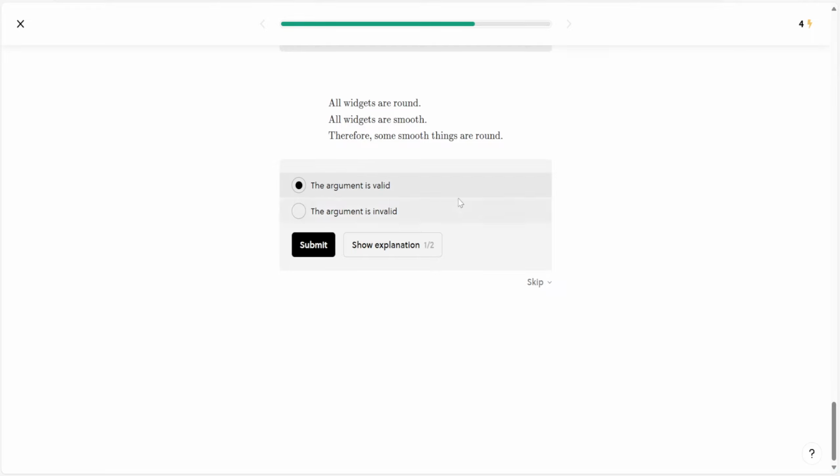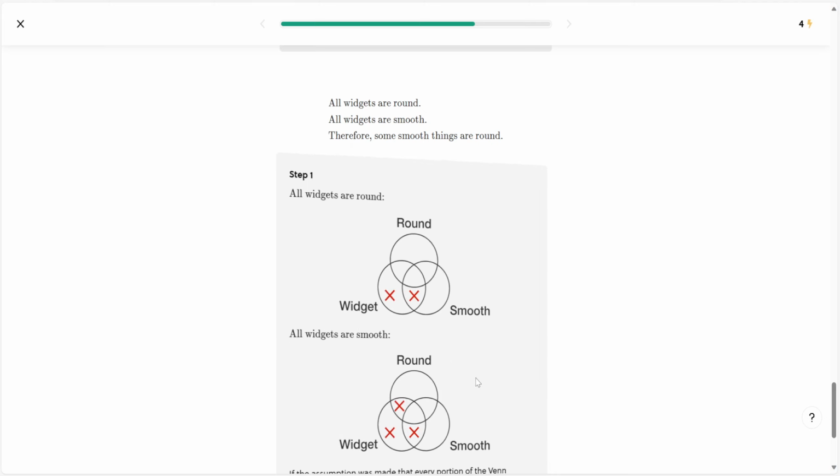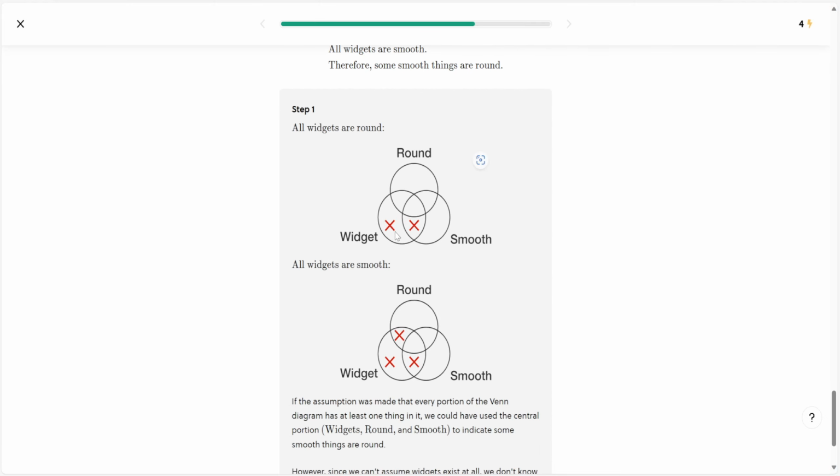I've got a feeling I'm going to get this wrong. I don't know why. No, according to the diagram, this is right. Yeah, it's that. What? Come on! I've just drawn the diagram. Go on then, show me. All widgets are round, right? Why is there an X?